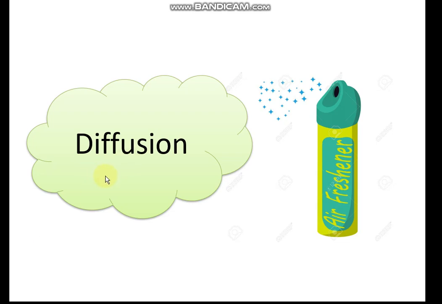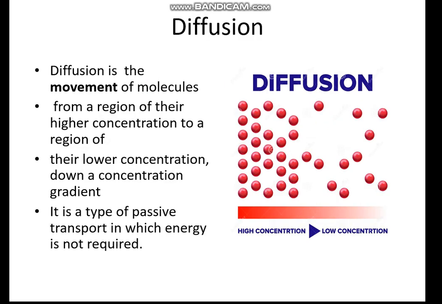And how did the molecules of air freshener spread in the entire room? The answer is diffusion. Now moving on to the technical definition of diffusion. Before going into the details, first you need to learn one thing: whenever there is the word diffusion, osmosis or active transport, you should know that these are types of movement of molecules.